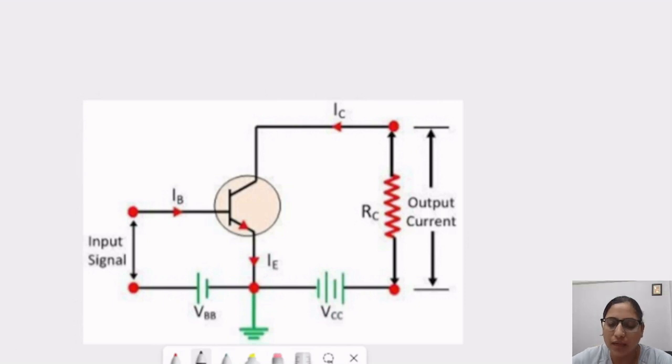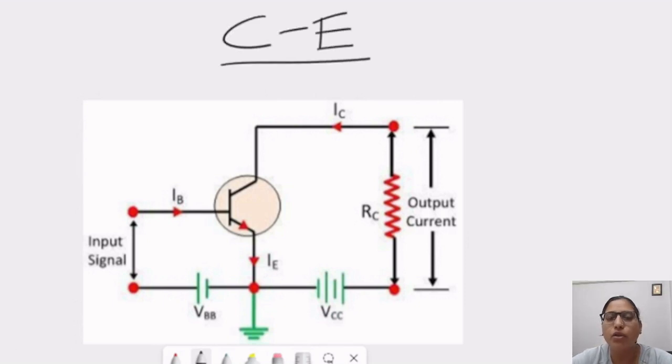In this class, we will study the common emitter configuration of a transistor. Common emitter configuration is also considered as a transistor used as an amplifier. In this circuit, we can see that the emitter terminal, which is nothing but this, is common to input as well as output characteristics. So this is our base and this is our collector and this is our NPN transistor.